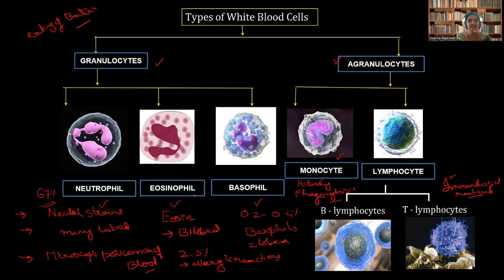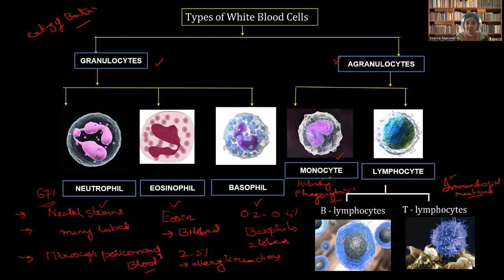Discussing eosinophils, they stain with red dyes like eosin, and they are bilobed. They form about 2 to 3% of the total WBC in our body, and they increase in number during allergic reactions. Coming to basophils, they form about 0.2 to 0.4% of the WBC, they stain with basic dyes, and the nucleus is two-lobed.